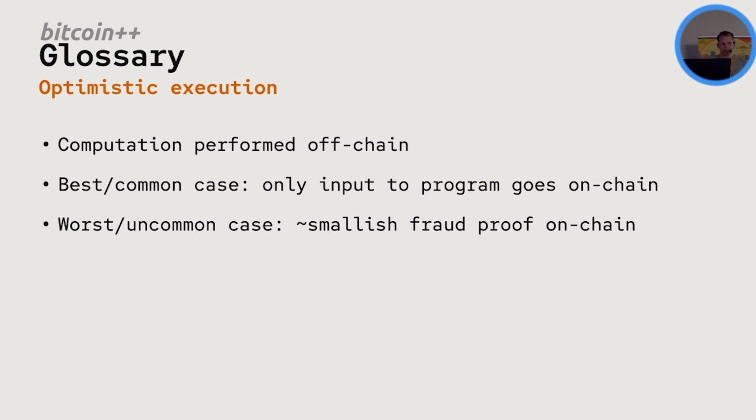So in the best case, we are only putting the input to the program we're running on chain, since that is data that has to be available for everybody verifying the program. So that has to go on chain. And in the worst case, you only need a smallish proof to go on chain, and that's it. I'm saying it's smallish because it's very, very small compared to the actual computation, but it's larger than the best case.